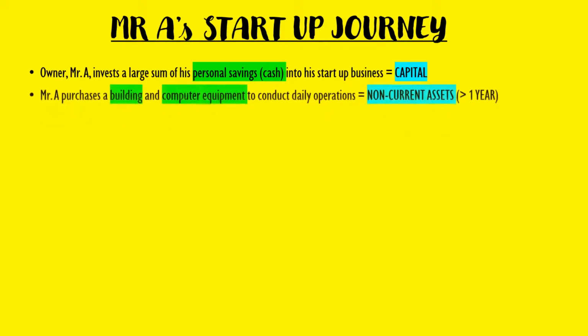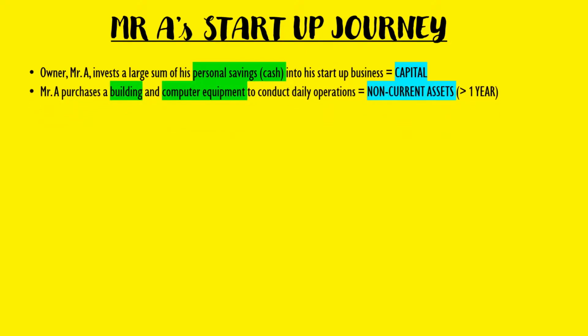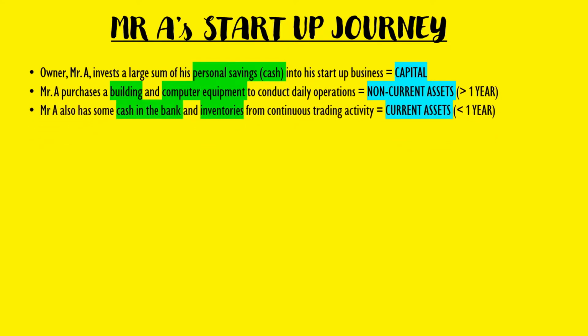Next, Mr. A needs to buy some computer equipment and a building from which he can run his business. These items are expected to be used for more than one trading year as they're key to the company's daily operation. This is therefore a non-current asset. Mr. A has a business bank account in which cash from trading is stored. He also keeps unfinished inventory for resale. Both of these are items held in the company which can be expected to provide short-term value. These items are therefore current assets.